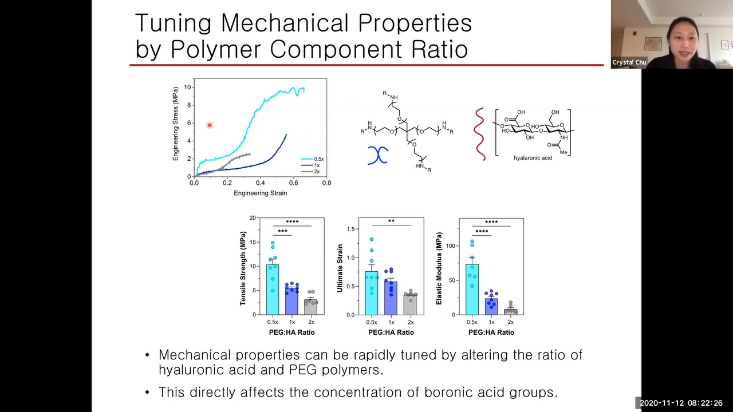So by simply mixing those in different ratios, again, we can see really different stress strain profiles for these fibers, and also a range of tensile strength and elastic modulus. Essentially what we're doing here is affecting the relative concentration of the boronic acid groups on our PEG polymer. And you can tune the mechanical properties in this way.